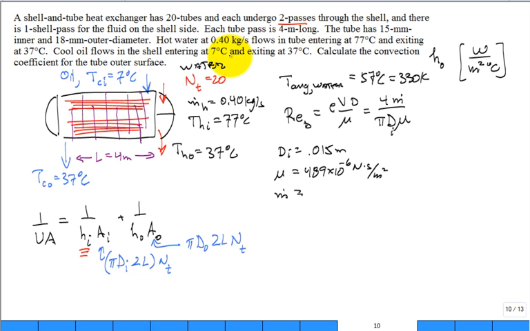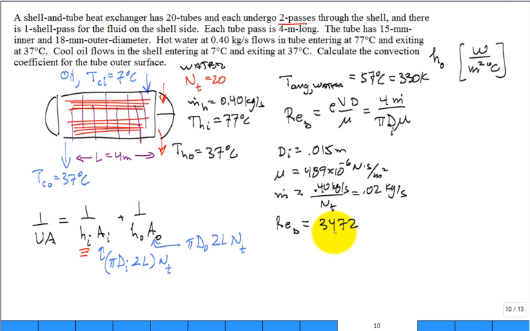The water flows at 0.4 kilograms per second inside the tubes, but it enters at 77. I know that it could be interpreted either way, but it's the total flow for all of them. So the m dot is going to be 0.40 kilograms per second divided by the number of tubes, and there's 20 tubes. So you divide by 20. 0.02 kilograms per second. And when you calculate the Reynolds number, we get a Reynolds number which is 3,472. How do I interpret that Reynolds number?